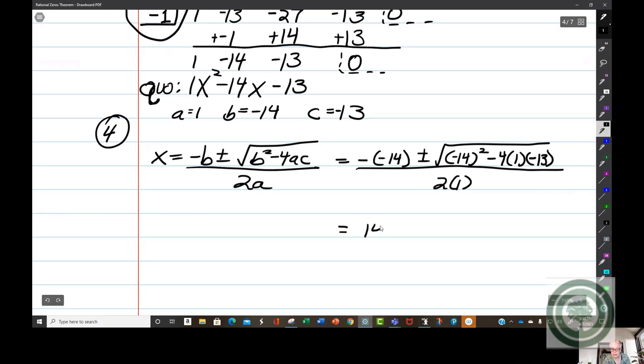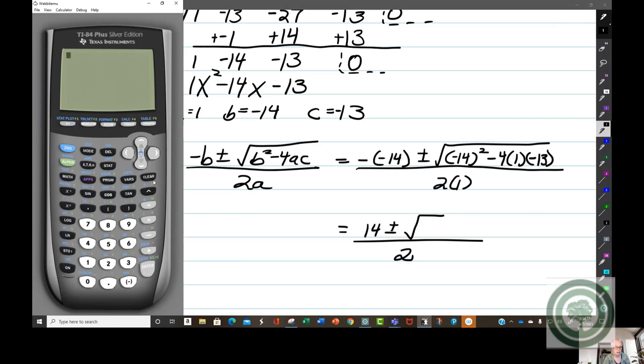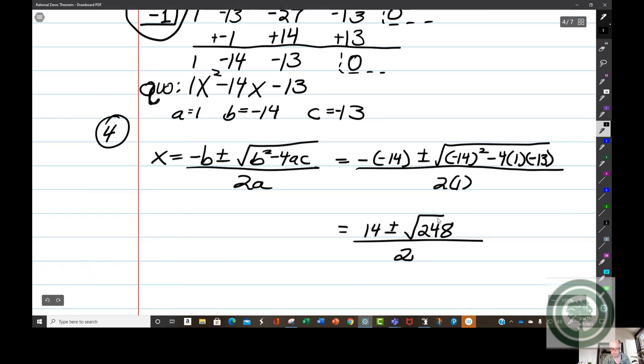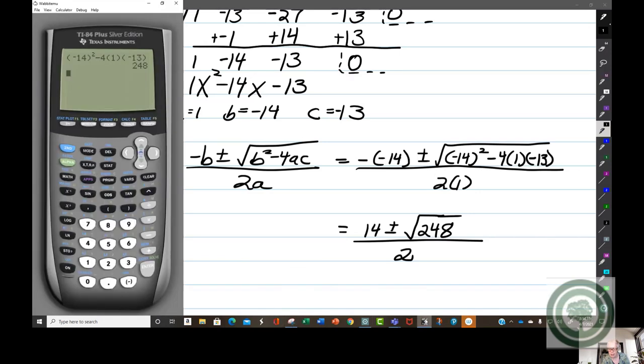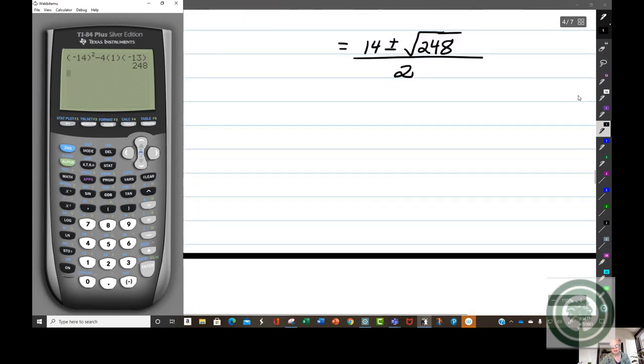So that will be 14 plus or minus the square root of, over 2. Now let's see. Parentheses negative 14, parentheses close squared, minus 4, parentheses 1, parentheses negative 13. This time I get 248. So let me double check and make sure I put the right numbers in. Negative 14 squared minus 4 times 1 times negative 13. All right, 248. Now, I've got to break down 248 because we have to always simplify radicals.